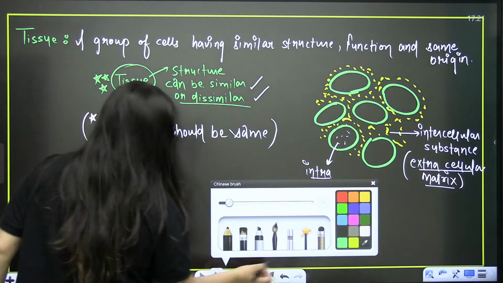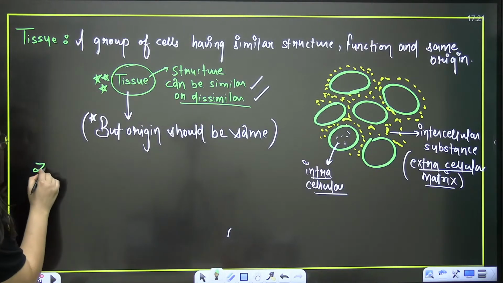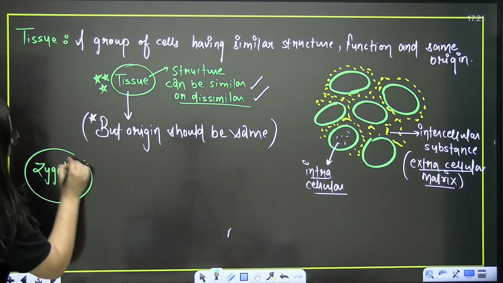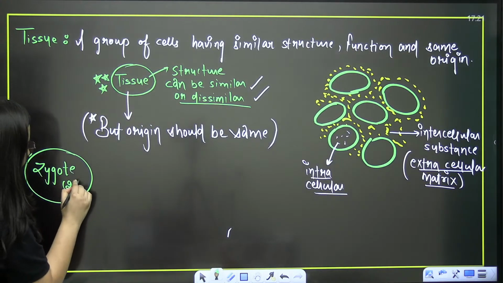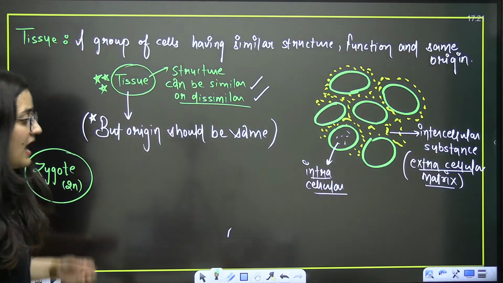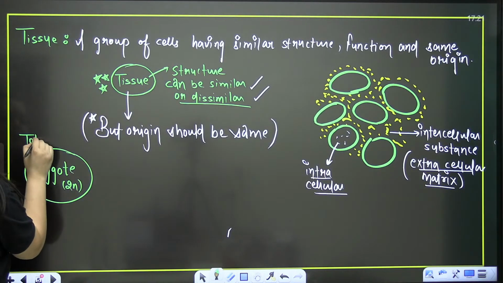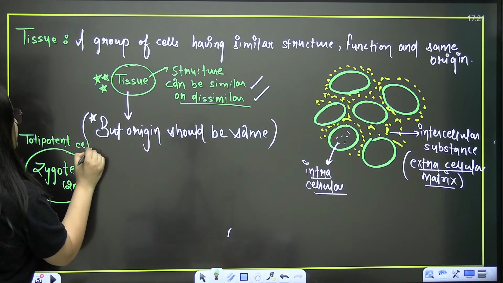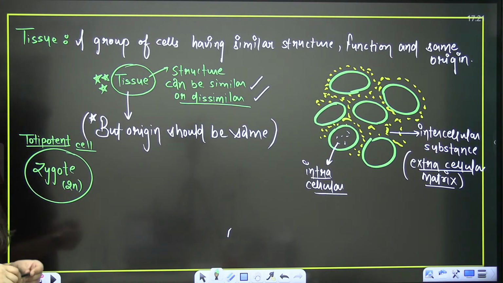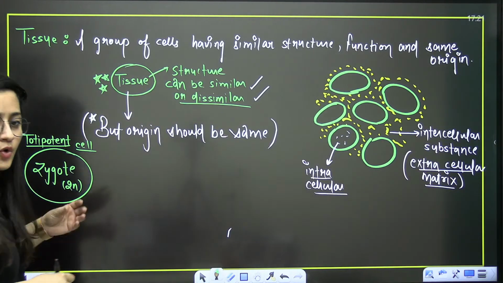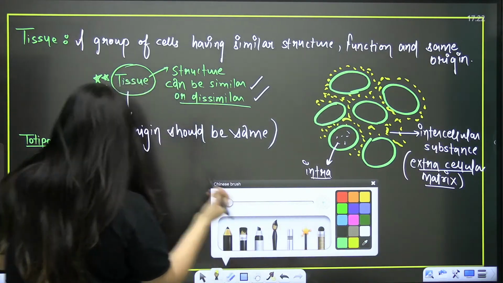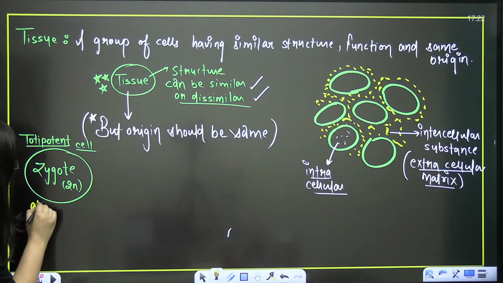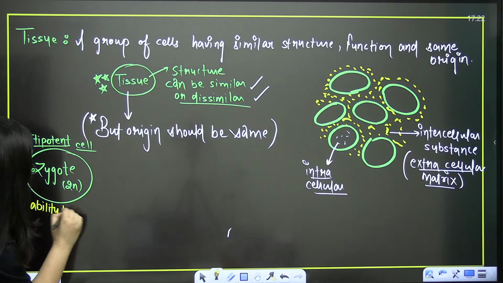Now, it's very simple. You know that we all have developed from a single cell, that is the zygote. And this zygote is a totipotent cell. What is the meaning of being a totipotent cell? That it has the ability to form a complete individual.